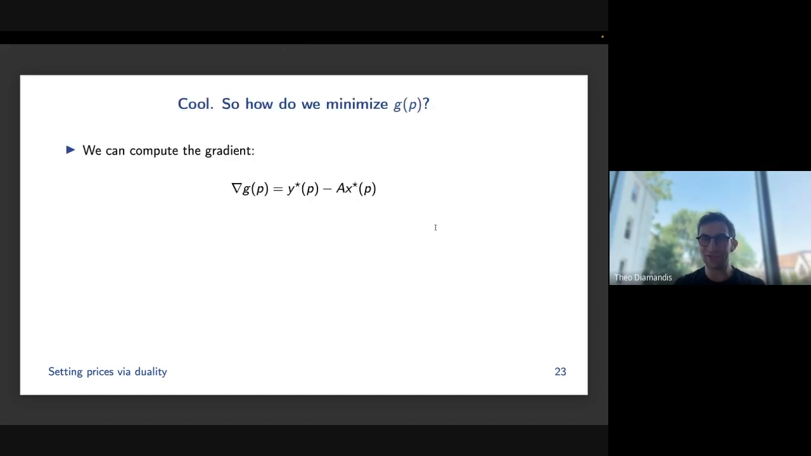Which is all great, but then the question is, well, how do we actually minimize GFP? One thing to note here is that we can compute the gradient of it, which is just this y star, which can be computed pretty easily, minus a times x star. Again, the network can determine y star from that conjugate function, and the mental model for this is it's computationally easy.